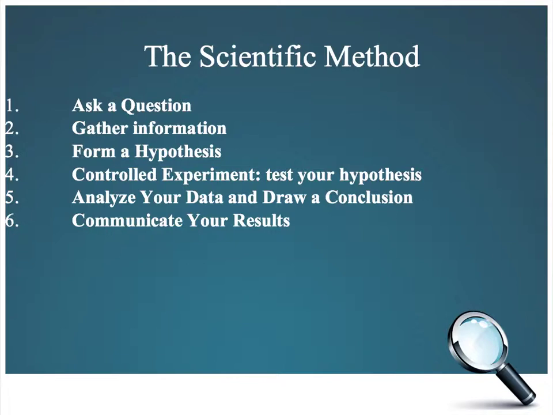Our first step is to ask a question. Will my tomato plant grow better in the dirt at my house or in potting soil? I'm going to gather information. So I'm going to do some research about this topic, about tomato plants growing in ground soil versus potting soil, and see what I come up with. I'm going to do a controlled experiment to test my hypothesis, and then I'm going to analyze my data and basically look at the numbers, put it in a beautiful little graph, and then draw a conclusion. And then the last step is to communicate your results. You want to tell people what you learned, because it could be a major breakthrough.